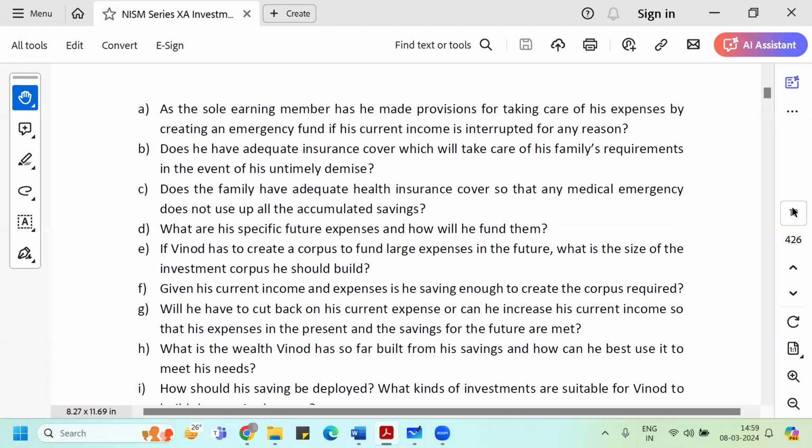Will he be able to withstand that situation, because he needs regular funds to meet his current expenses? So how much is he prepared for this uncertain situation? Then the next question comes: has he taken adequate insurance cover which can take care of his family's requirements in case of any kind of uncertain demise, if it happened?